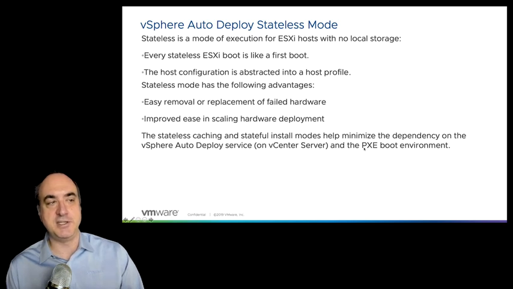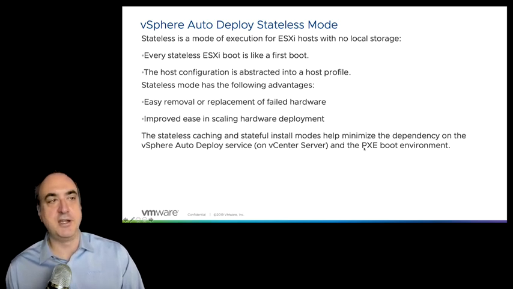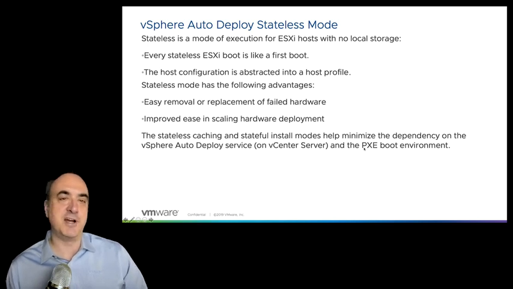You have easy use in scaling an environment. If you need to add more hosts, they can all be pulled from the same image. You don't need to add any more images. You just add more hosts and then update auto deploy with basically the MAC addresses of those hosts so that auto deploy knows, oh, we're going to install software on those systems too. So this minimizes the dependency on auto deploy. Well, the stateless caching element, I should say, will then help minimize the dependency on the auto deploy service, right? Because like I said, stateless caching will also provide a local hard drive as a backup.